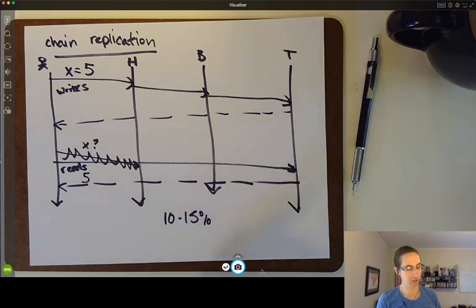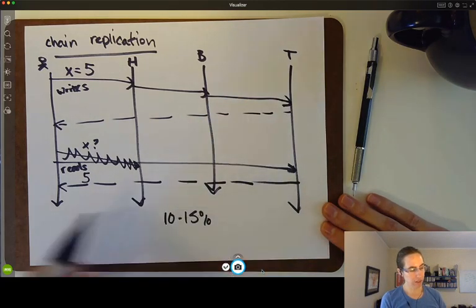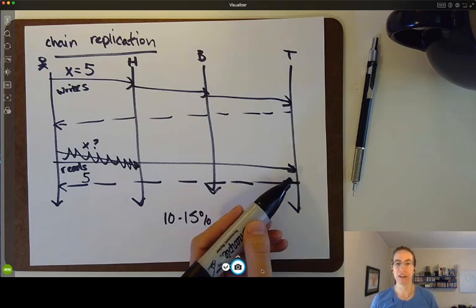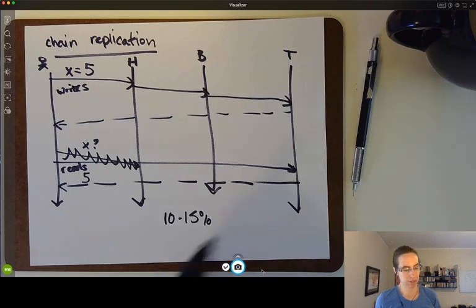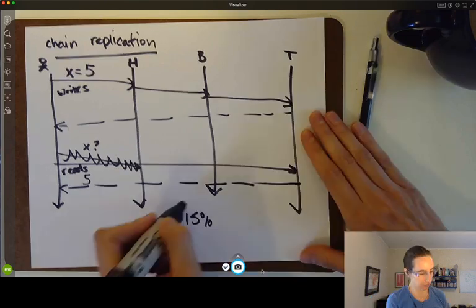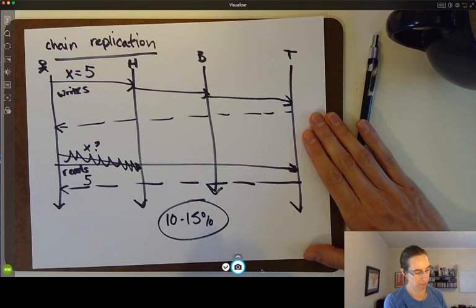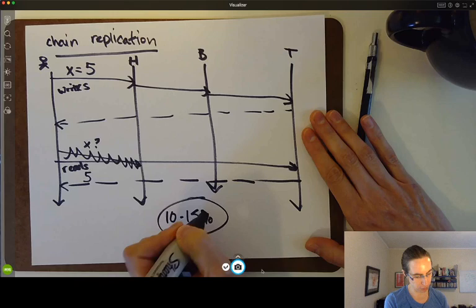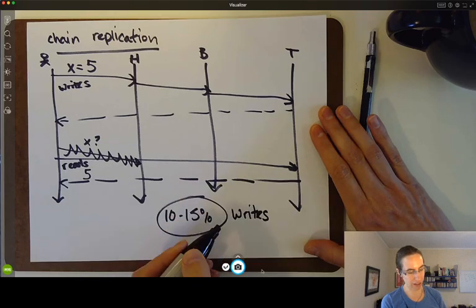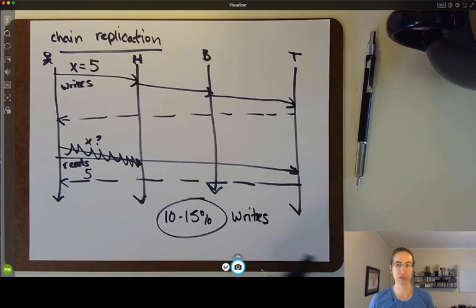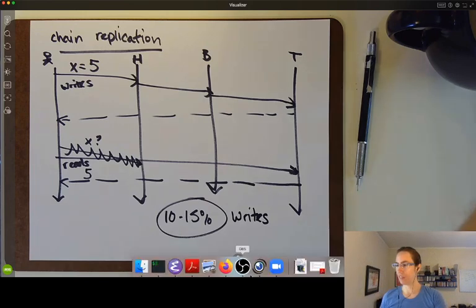Likewise, if all the requests are reads, then all the requests go to the tail anyway. So that's not an advantage over primary backup replication, because then there's still just one process handling everything. So this 10 to 15% seems to be a sort of magic number. If your workload is 10 to 15% writes, then that's about the mix of writes versus reads that you want in order to get an advantage out of chain replication. And that seems to be true, at least in the experiments that they did.